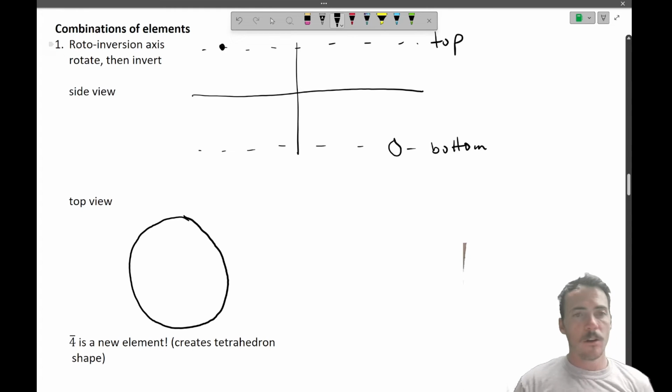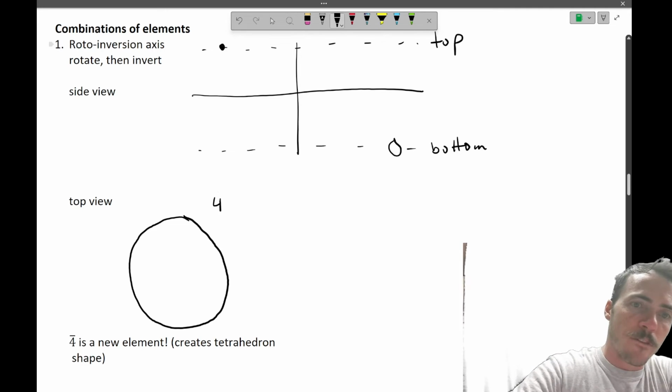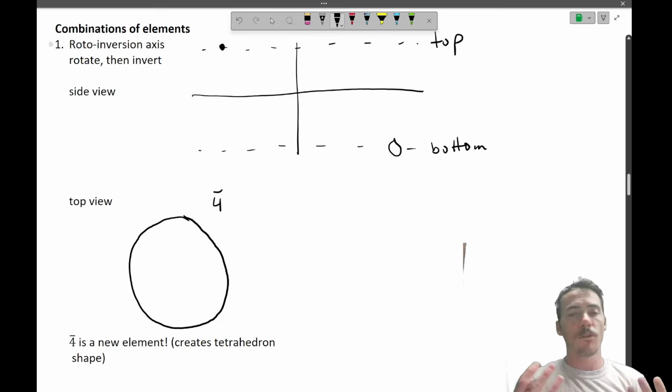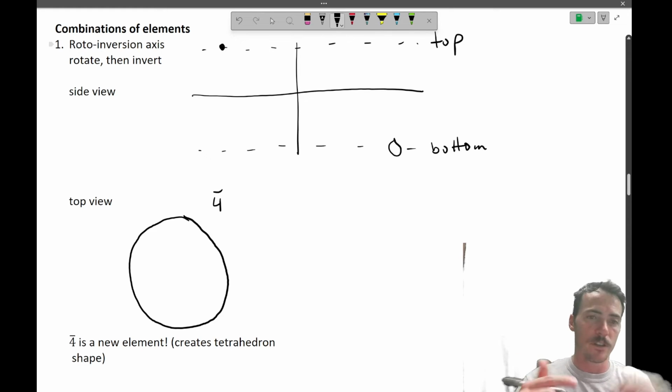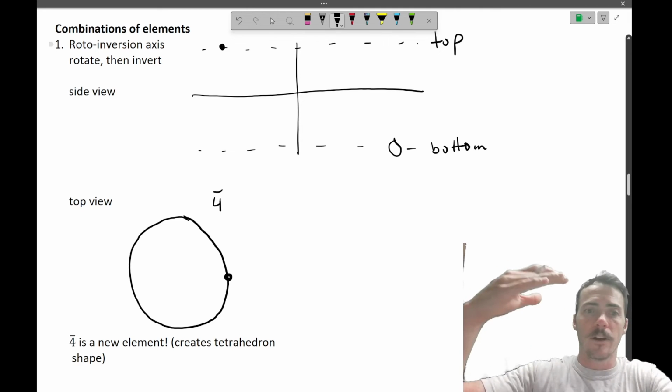Let's imagine what would happen if we did a fourfold roto-inversion, right? We draw this with a 4 with a little bar on top. That means that it's a fourfold rotation followed by an inversion. So let's start with an atom. We're going to draw it here as a solid point. That means that it's on the top layer, right?